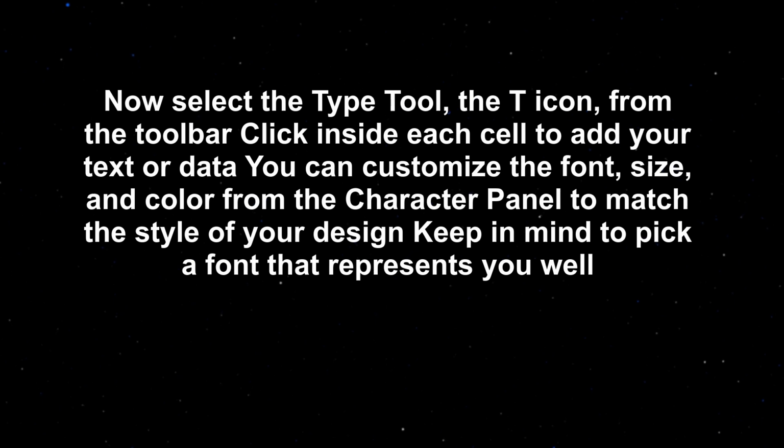Now select the Type tool, the T icon, from the toolbar. Click inside each cell to add your text or data. You can customize the font, size, and color from the Character panel to match the style of your design. Keep in mind to pick a font that represents you well.